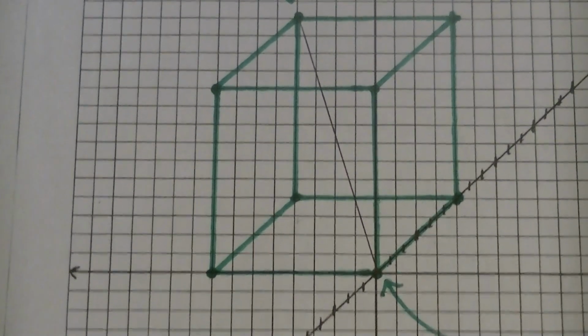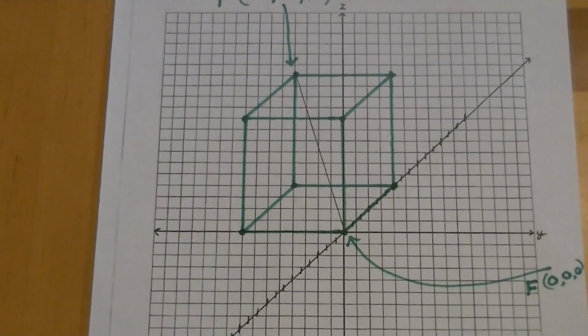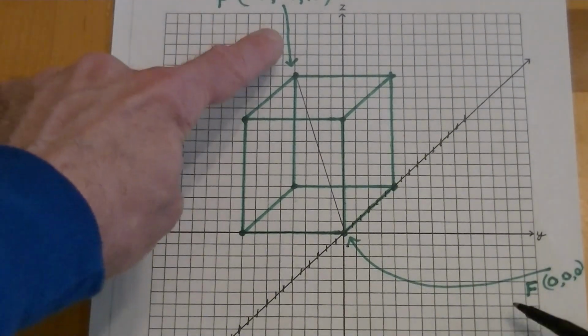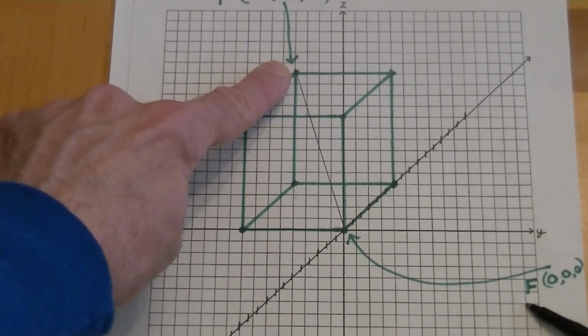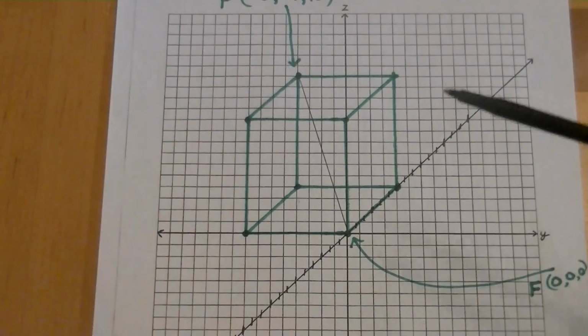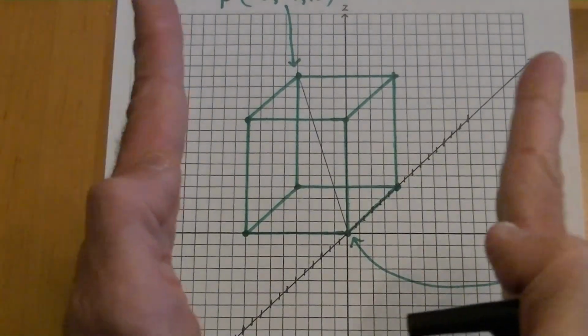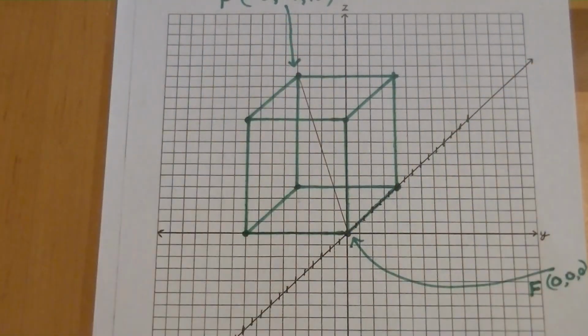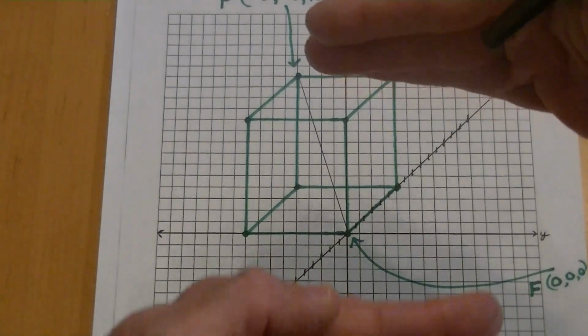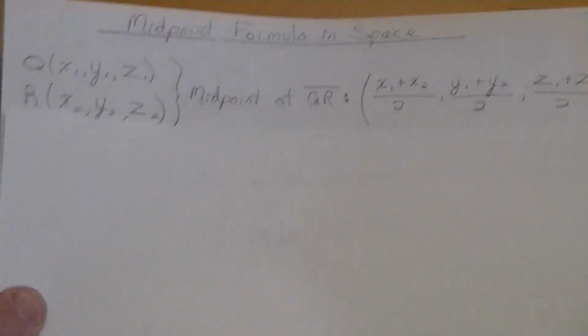And really all we need to think about is the fact that that point's going to be halfway between the x's, y's, and z's on these 2 points. So halfway between the front and backness of the points, halfway between the left and right distance between those points, and halfway between the vertical distance between those 2 points. That being said, this formula should look pretty familiar.